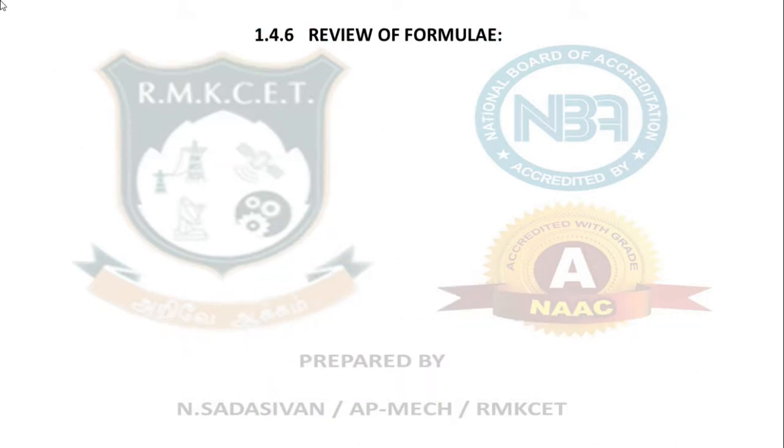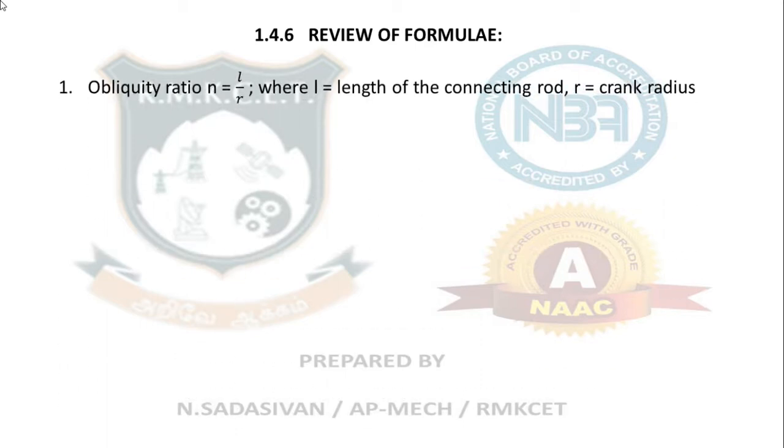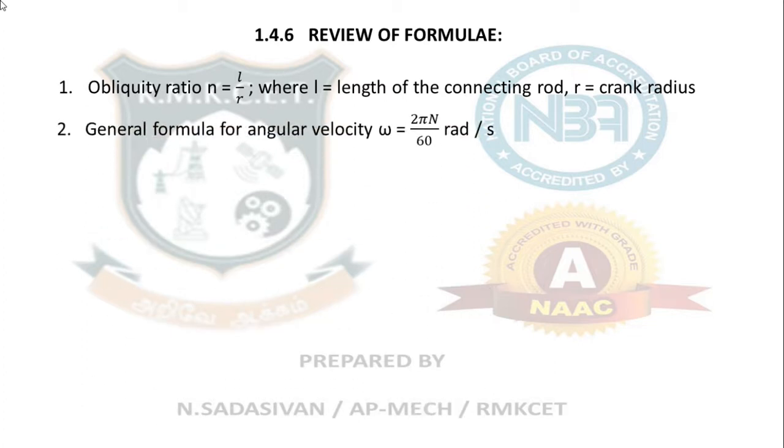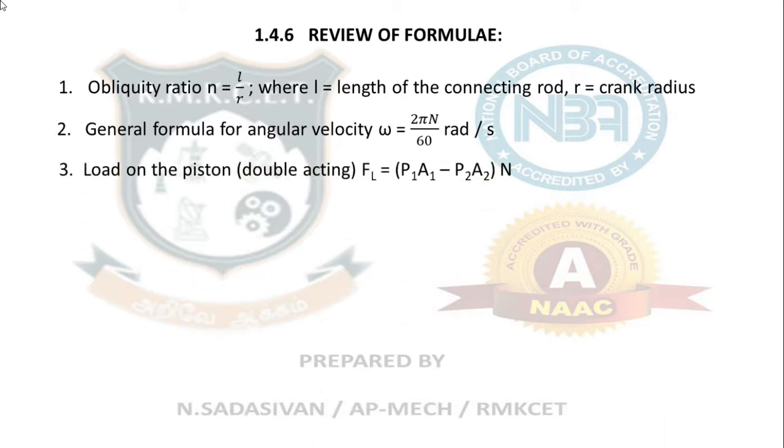So now let us refresh all the formulas that you have seen so far, so that we can directly move into solving problems in this topic. Okay, everything put together, not only this derivation, all the formulas you need to do the problems in the coming topic. Obliquity ratio n is equal to L by R. This you have already seen in the previous topic itself. Okay, general formula for angular velocity 2 pi n by 60. Load on a double acting piston is P1A1 minus P2A2. Okay, load on the piston single acting P1A, where this A2 is A1 minus small a, connecting rod area, that you have to remember.